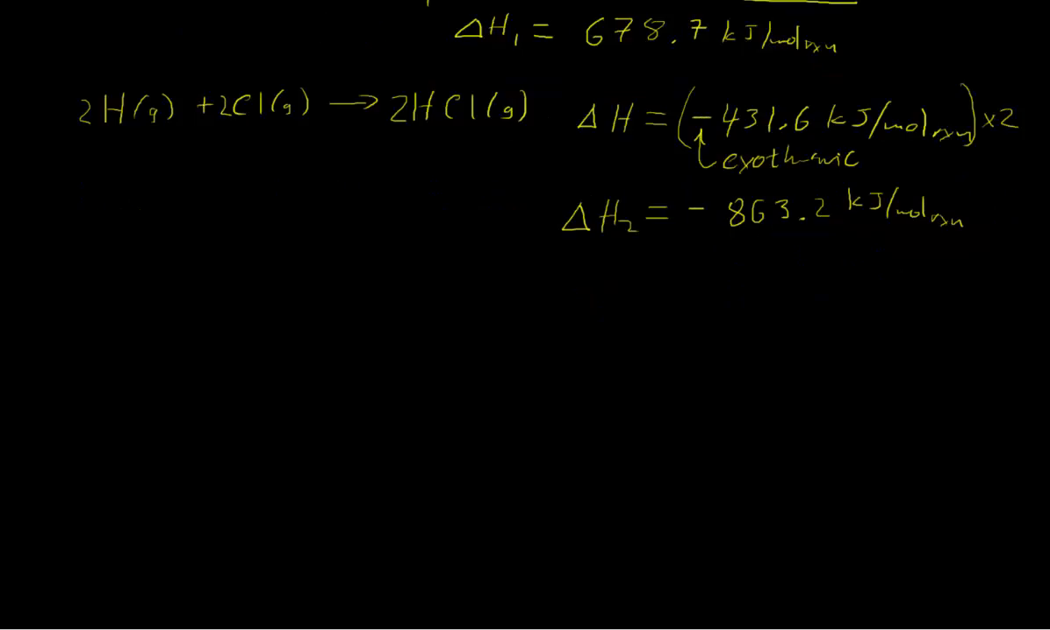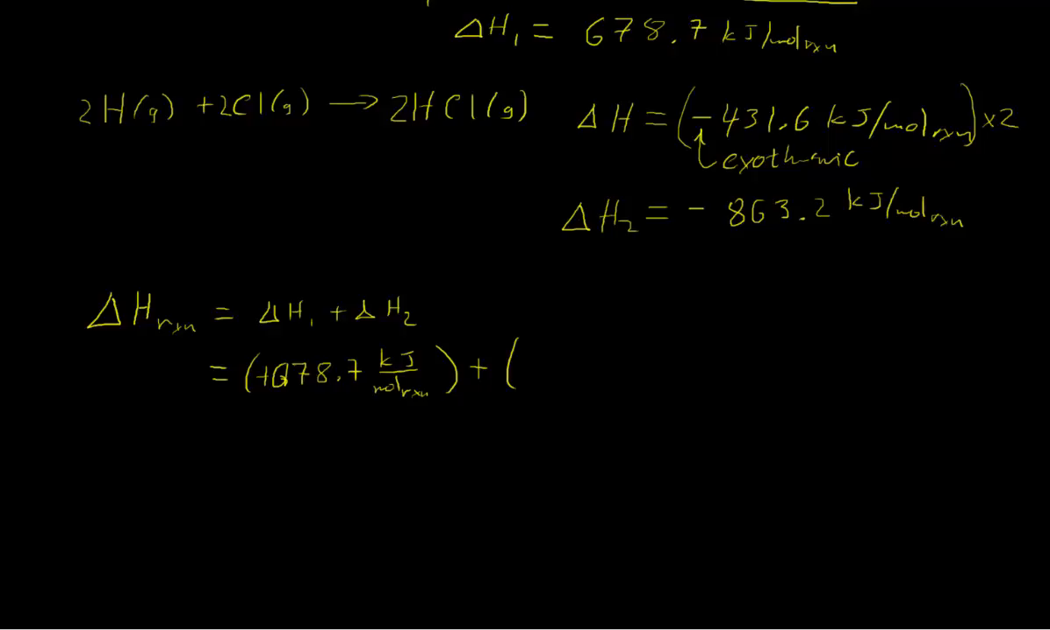So putting these two things together, we can now calculate the delta H for our overall reaction, which is hydrogen gas and chlorine gas making HCl gas. So the delta H of the overall reaction is delta H1 plus delta H2, and I've just calculated what those are. So delta H1 is a positive 678.7 kilojoules per mole of reaction. And then I'm going to add that to delta H2, which is a negative. So be careful here. I've got a plus and a negative. In thermochemistry, you really have to be careful with your signs. So always carry your signs and be careful when you type these things into your calculators.